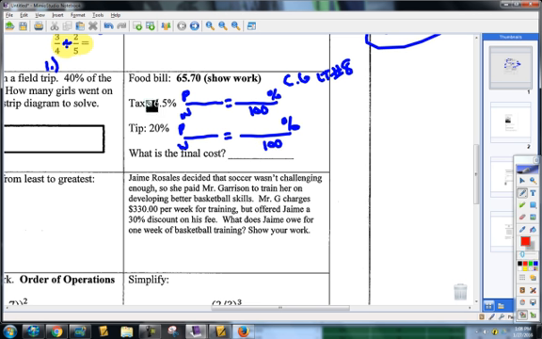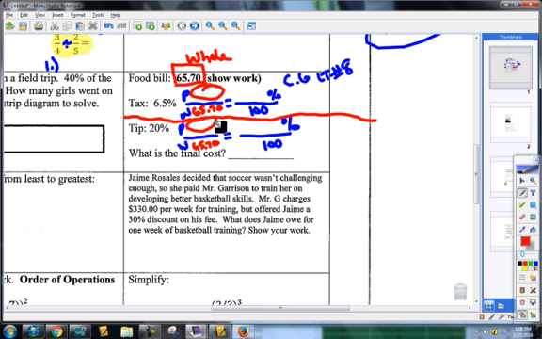Obviously, this first one is going to represent your tax. The bottom one then would represent your tip. Your food bill is here. Remember, that is always a whole, so that always goes here. So it would be 65.70 would go there, 65.70 would go there. Okay, and then obviously when you figure out your tax amount, your tip amount, and you know your food amount, you can figure out your total final cost.